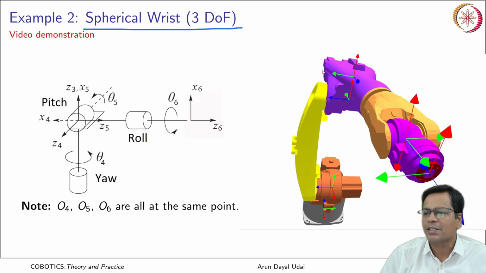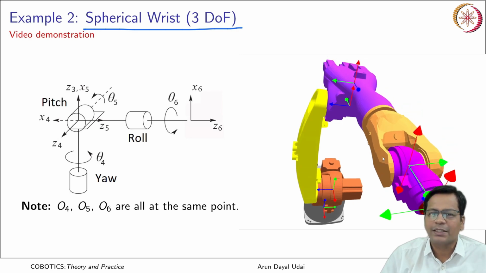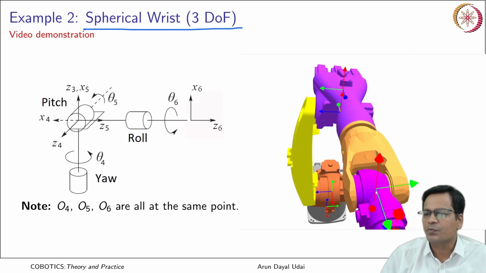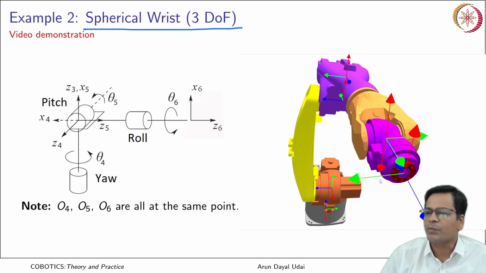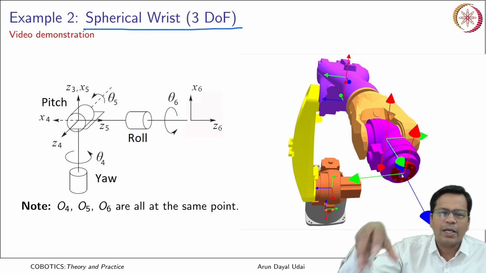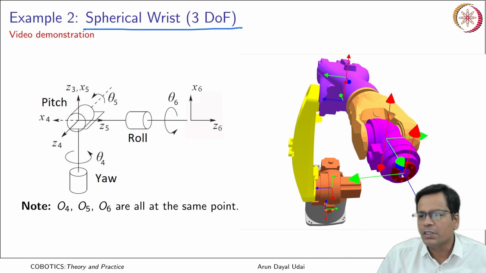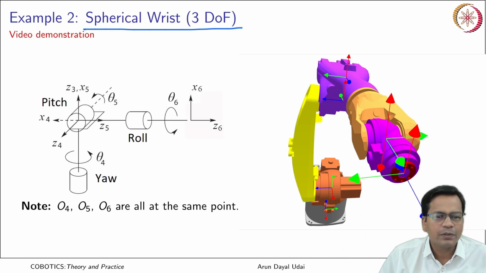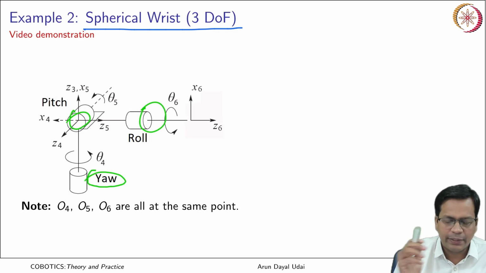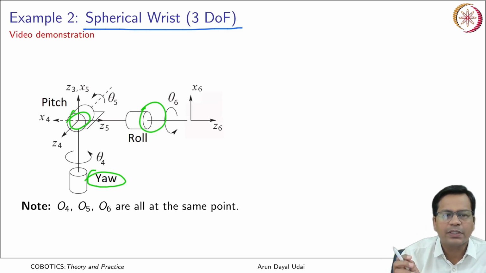All the 3 axes are intersecting at a point which is known as spherical wrist. So axis 4, axis 5 and axis 6 intersect here. This is what I am talking about. These 3 axes would finally orient this to align it with the object which this robot needs to handle. Axis 1, 2 and 3 take you to a position. Axis 4, 5 and 6 actually take you to a particular orientation.